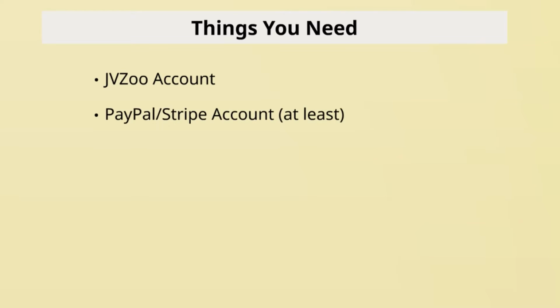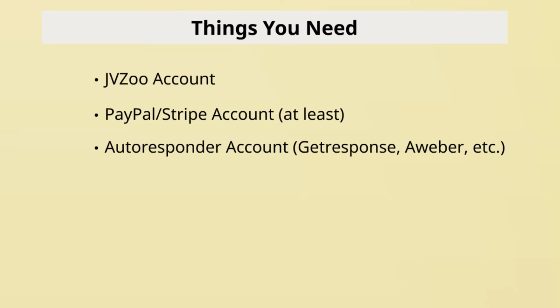Now, before I end this video, I want to talk about the things that you need. Obviously, you need a JVZoo account. You need a payment processor account, such as PayPal or Stripe. You want to have PayPal at least. And then Stripe is additional, but I will say that without having a Stripe account, you will lose money if you are not offering that as an option.